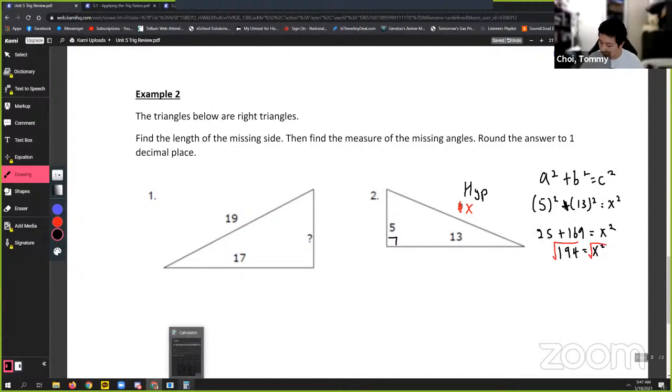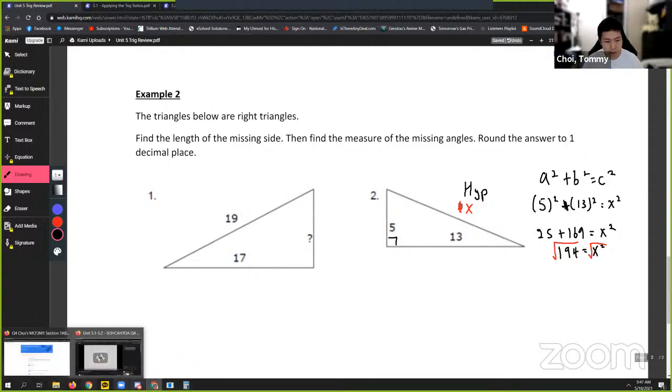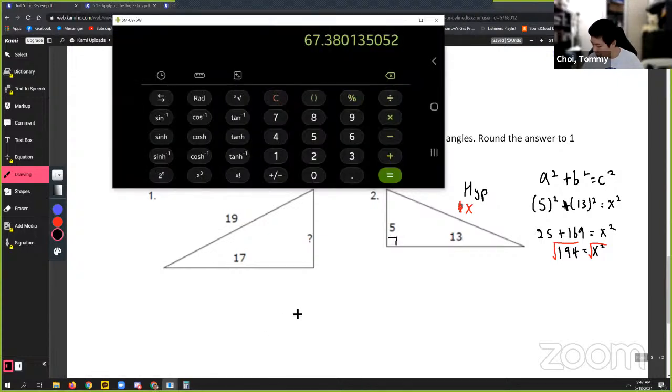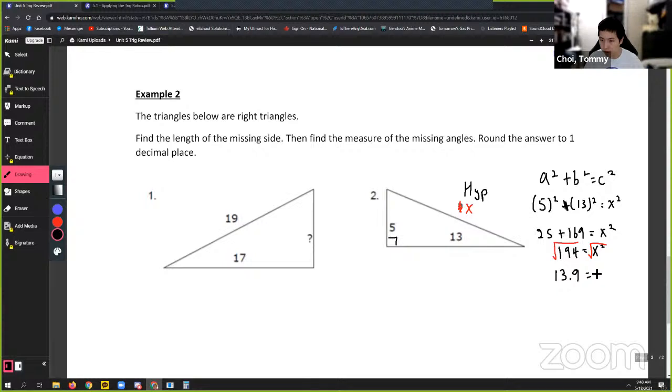And so pull out my handy dandy calculator here to do my square root. So if I square root 194, I get 13.9 approximately for x. Okay? So we get around 13.9. That's the first part of the question. See how it says round the answer to one decimal place. So 13.9.